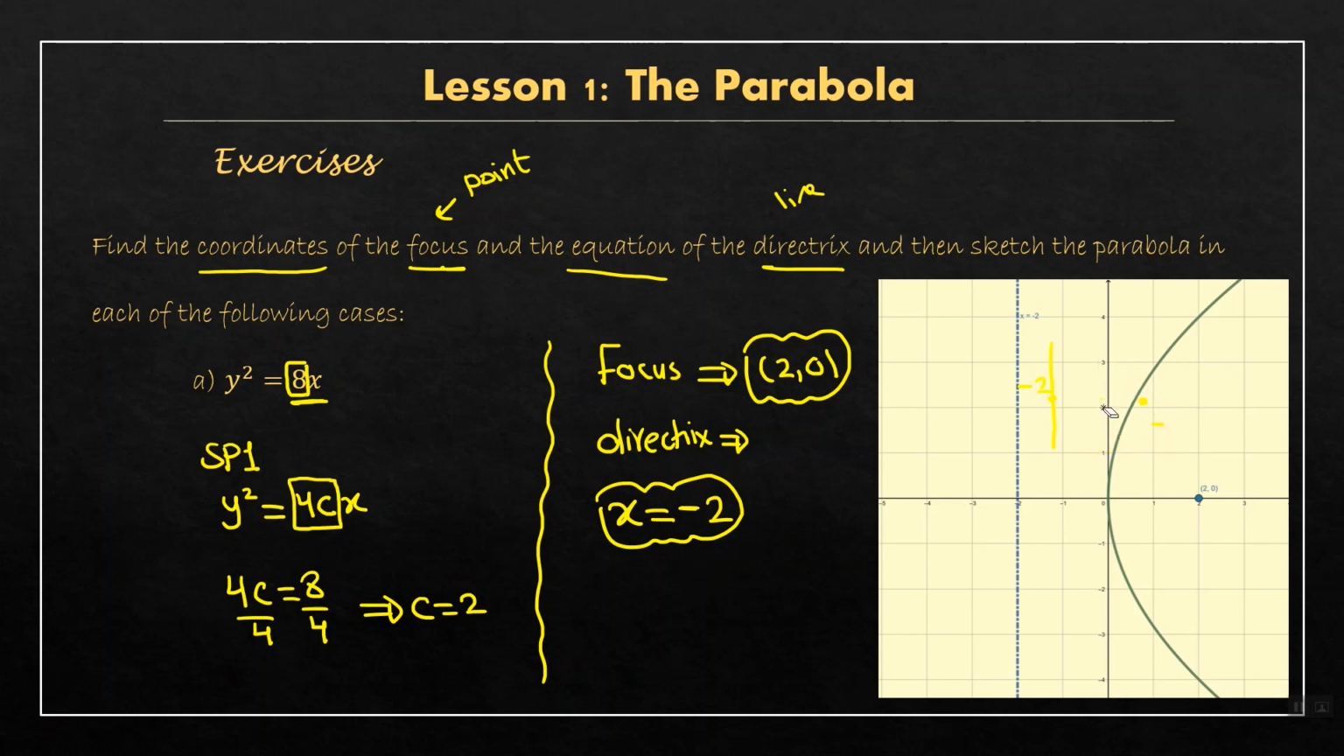The focus is at 2, 0. The directrix is at x equals minus 2. And the parabola is enclosing the focus. Okay?